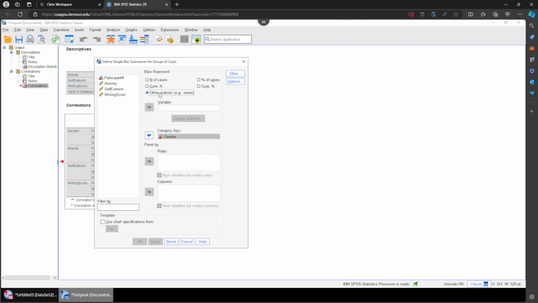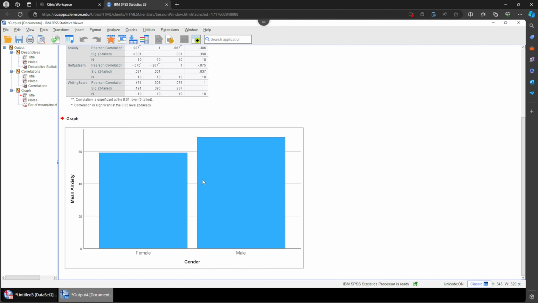And in our case, we're actually going to choose other statistic, or for example, mean. So we want to represent the mean value of anxiety separated out by our genders. So we can see what was the average anxiety for males and what was the average anxiety for females. And once we've done that, we can hit OK. That's going to create our bar graph, which appears down here. And of course, looking at this, we can interpret what this tells us about the relationship between these two variables. We identify that males in this case had significantly higher anxiety than females.